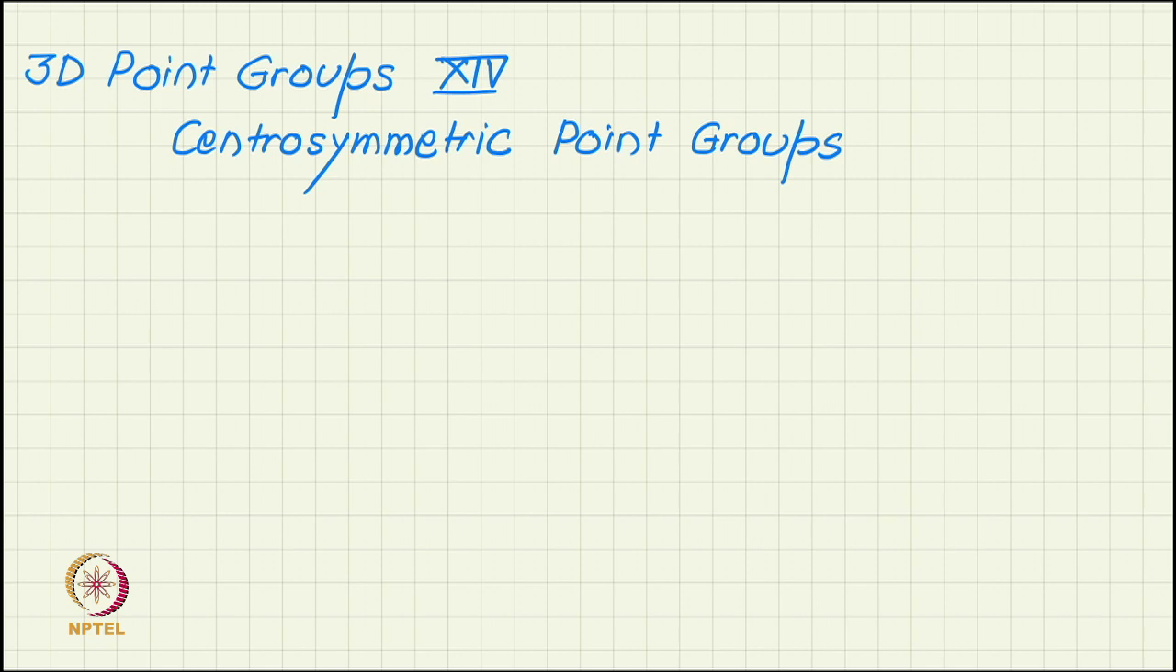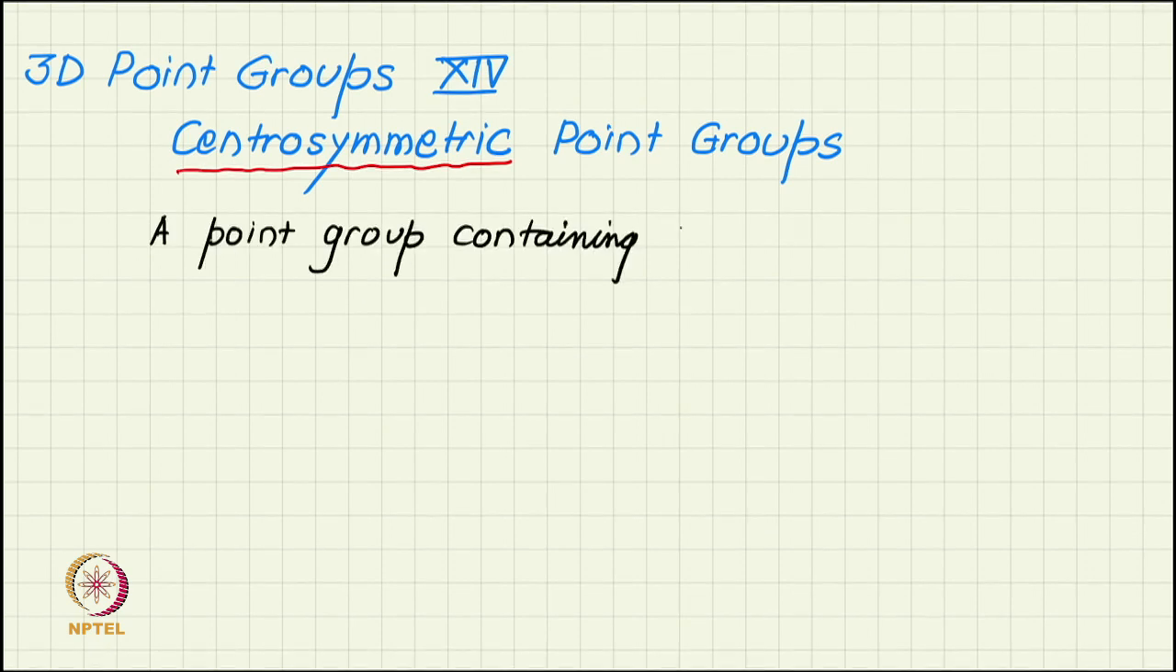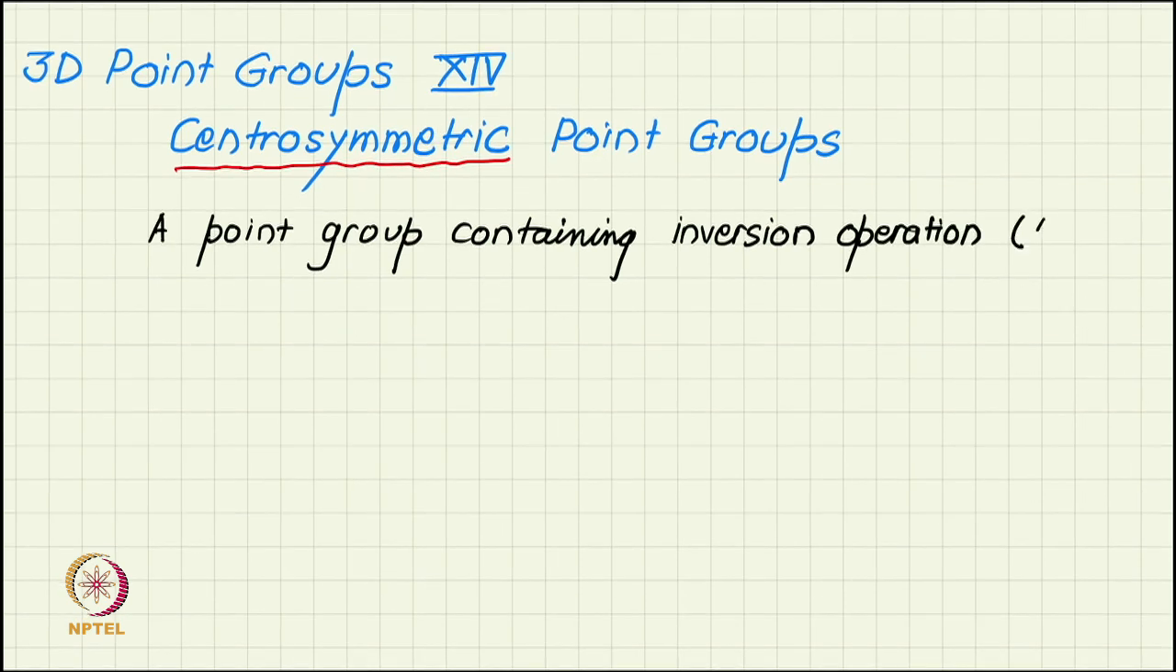We continue the discussion of point groups, and in this video we will discuss what are called the centrosymmetric point groups. Centrosymmetric means a point group containing the inversion operation as one of the operations. Inversion operation, which as we know is designated as 1 bar. So, any point group which contains this inversion operation, or 1 bar, is a centrosymmetric point group.